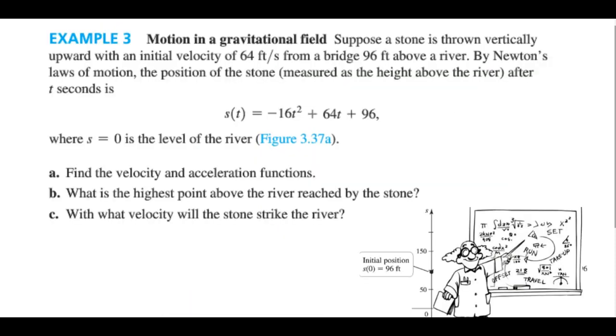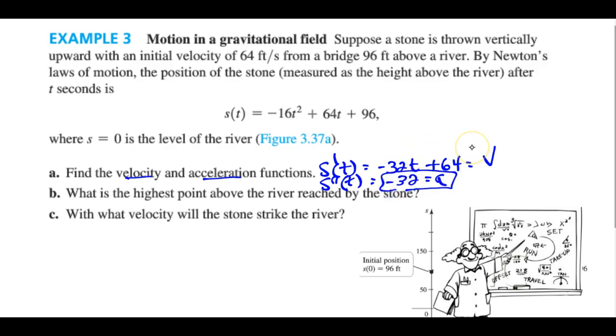So let's look at example number 3. Find the velocity and the acceleration. Oh, that's nice. The velocity is just the first derivative. So negative 32t plus 64. That is the velocity function. And then the acceleration is just the derivative of that derivative. So negative 32, and we'll say that's the acceleration.